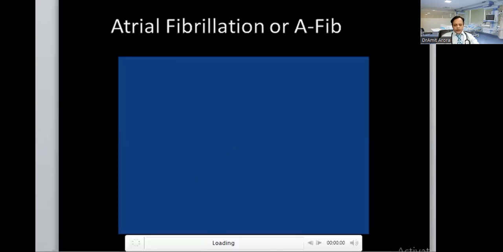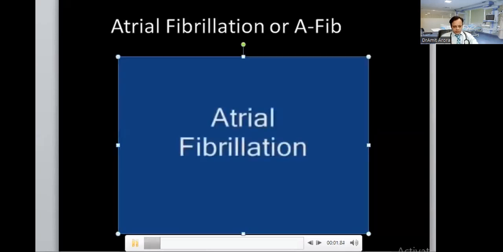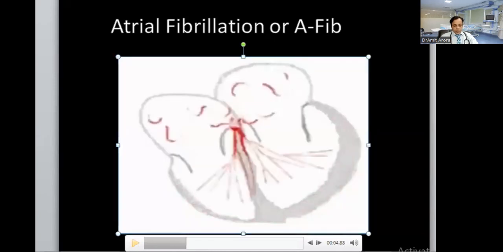So let us discuss another common rhythm, atrial fibrillation. Okay, so look carefully. If you have conceptual study now, you will never forget ECG. You will never make a mistake if your concepts are crystal clear. So look here, what is happening?